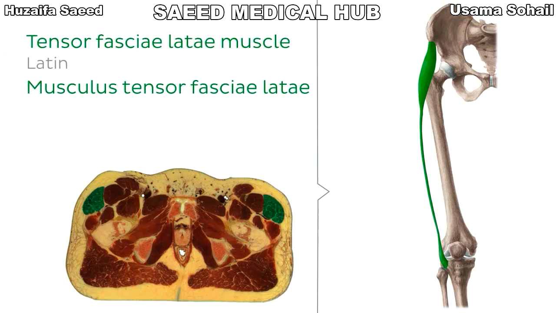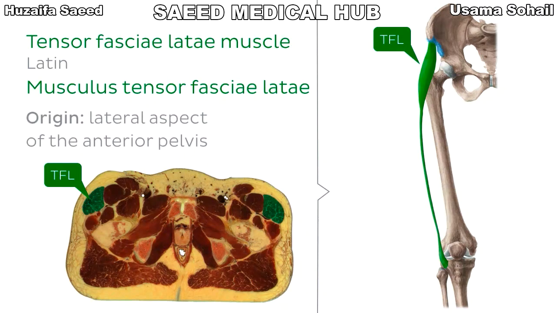And on the right, we can see an illustration of the tensor fascia lati muscle, whose fibers have their origin from the lateral aspect of the anterior pelvis. At the level of the quadratus femoris muscle, the cross-section would dissect through the muscular belly of the tensor fascia lati muscle, so we can see it highlighted in green in the anterior lateral portions of the cross-sectional image.